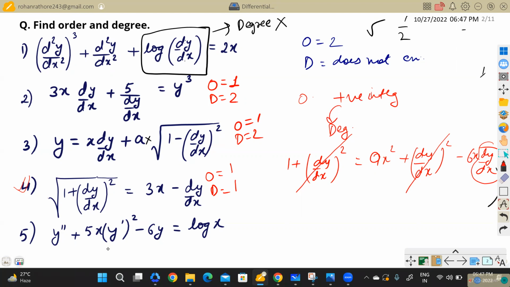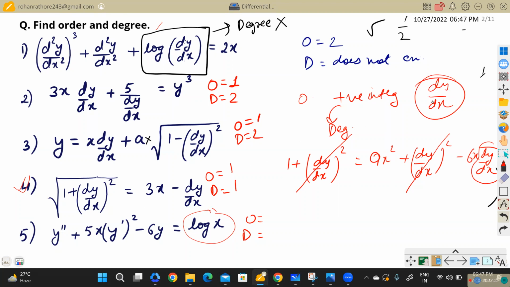So let's quickly do this last one. What is the order and degree here? Will the degree not exist because we have a log x term? Similarly, here we had a log term and we said degree does not exist. No, sir, I don't think so, because it's log x. We are only going to check the derivatives, that is dy over dx, and not any other term that can exist.